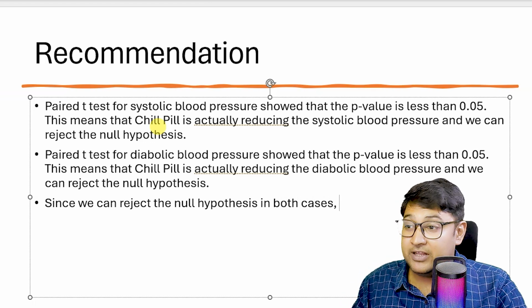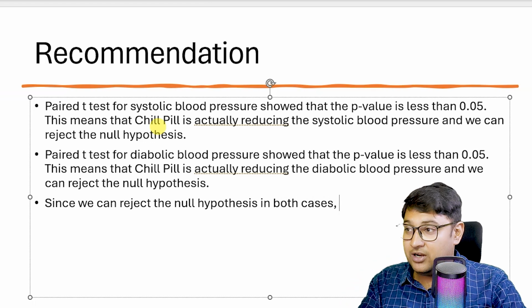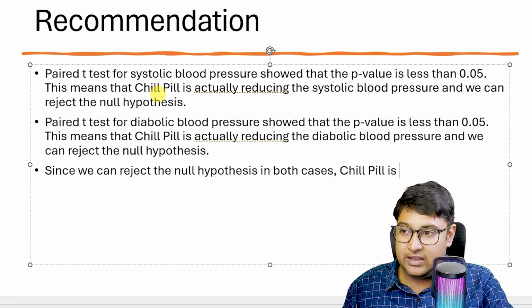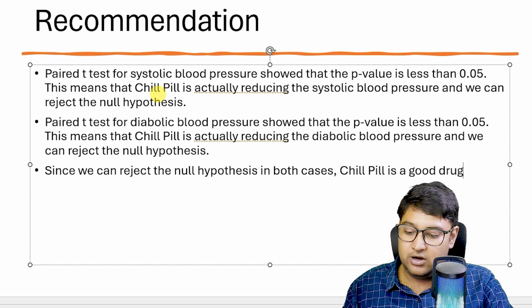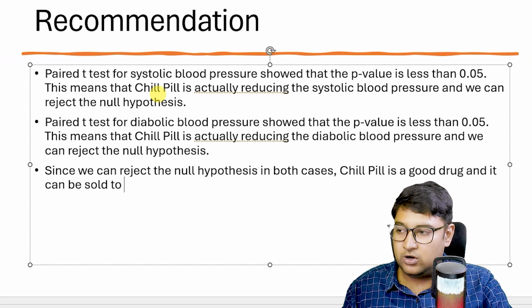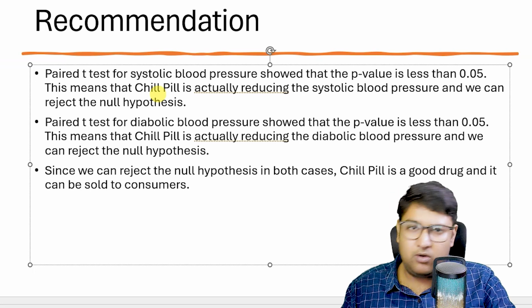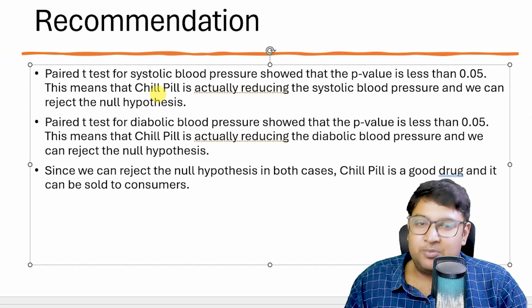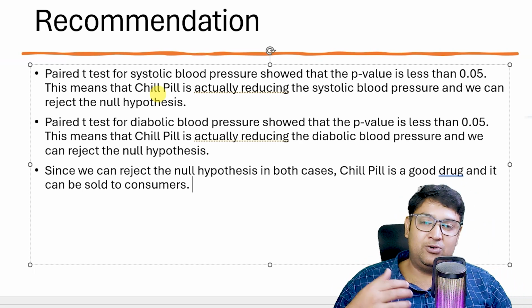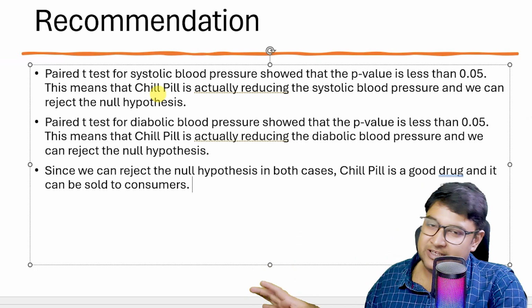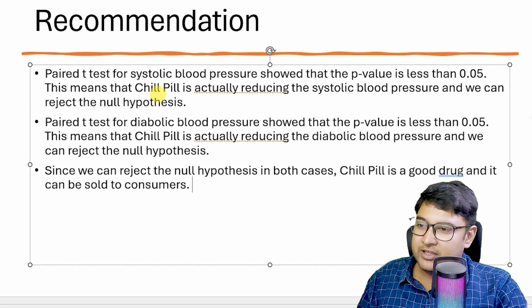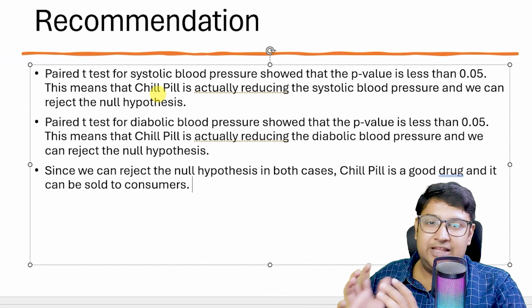So what do you say, is Chill Pill a good drug or not? Obviously it's a good drug because it is able to reduce both blood pressures. So we can say that Chill Pill is a good drug, and it can be sold to consumers. Now obviously this is a too optimistic recommendation that I am giving, but as a data analyst you just need to mention whether you approve or do not approve. The rest of the things are taken care of by the other team people or product people, or the FDA and all those people.